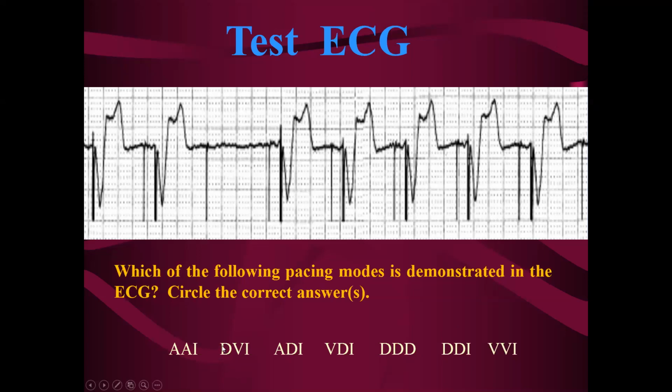This one is DVI. It can still pace in both atrium and ventricle, but it would only be sensing in the ventricle. I don't have any beats here for you to sense, but the fact that it's pacing both is consistent with this one. This one will also work, right? But if I have a PVC here, then I can prove that it's DVI.